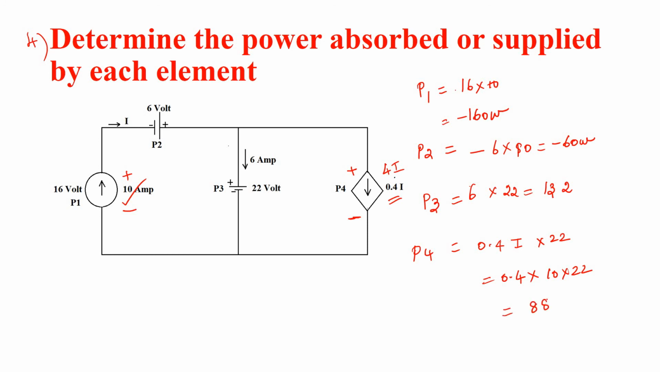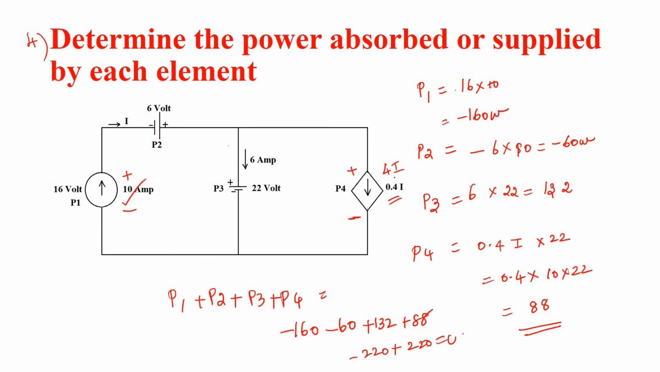That is 88. Now sum up all the power, P1 plus P2 plus P3 plus P4, that is equal to minus 160 minus 60 plus 132 plus 88. 132 plus 88, that is 220, minus 220 plus 220 equal to 0.